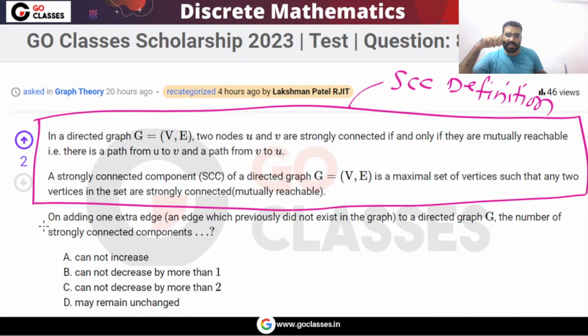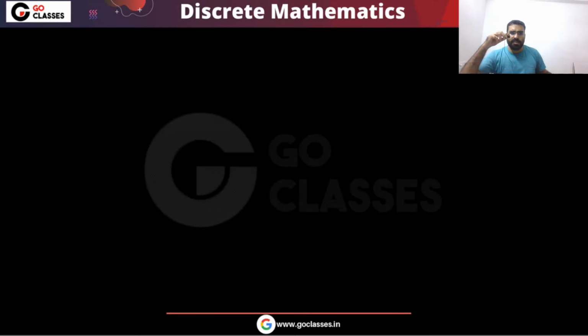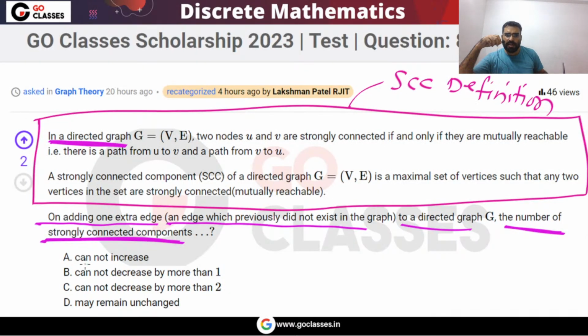Now the question is asking about adding one extra edge. In a directed graph, if you add one extra edge, the number of strongly connected components, can it increase? If you add one extra edge, can the number of strongly connected components increase?